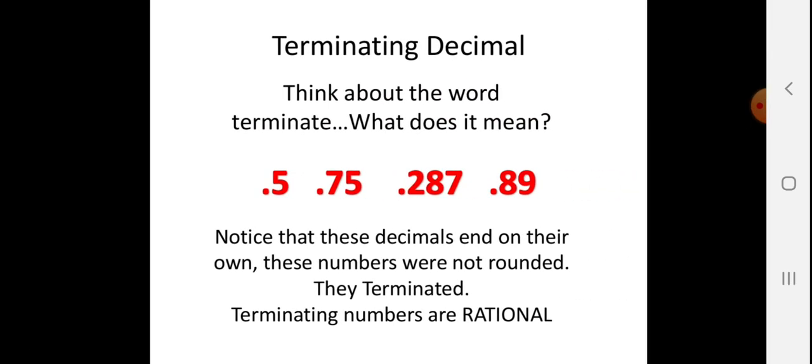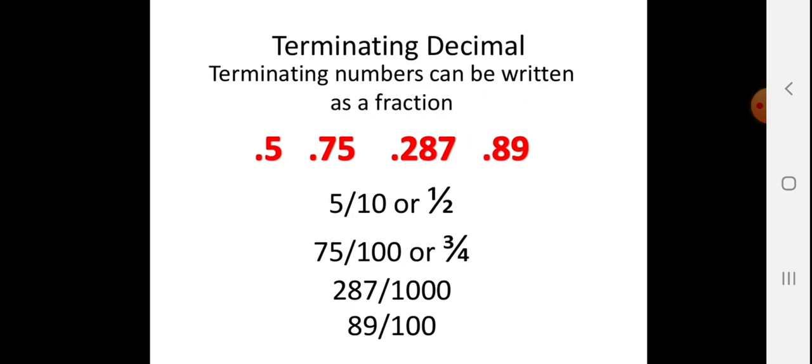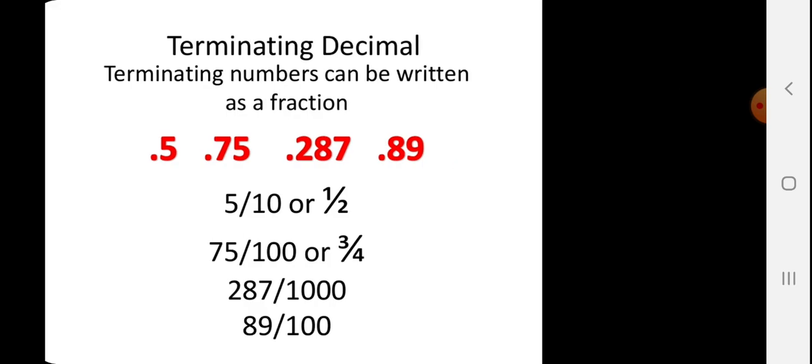Terminating decimal. Think about the word terminate. What does it mean? Now 0.5, 0.75, 0.287, 0.89. Notice these decimals end on their own. These numbers were not rounded. They are terminated. So terminating numbers are called rational numbers. You can see here 5 upon 10 is 0.5, 75 upon 100 is 0.75 or 3 by 4. 0.287 is 287 divided by 1000, and 0.89 is 89 upon 100. So these are terminating decimals, which are also rational numbers.